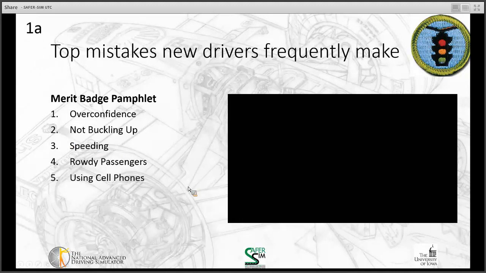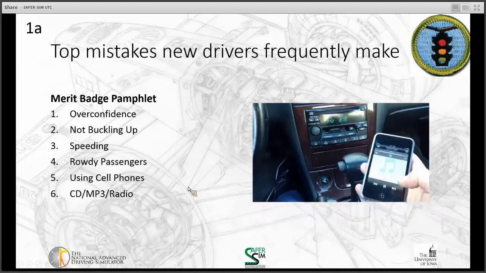CD, MP3, radio, so messing around with the radio and adjusting, same rationale. If your eyes aren't on the road, you are having a harder time paying attention to what's going on. It's not so much listening to the music as it is making those adjustments. When your eyes are off the road, things change and you miss them.